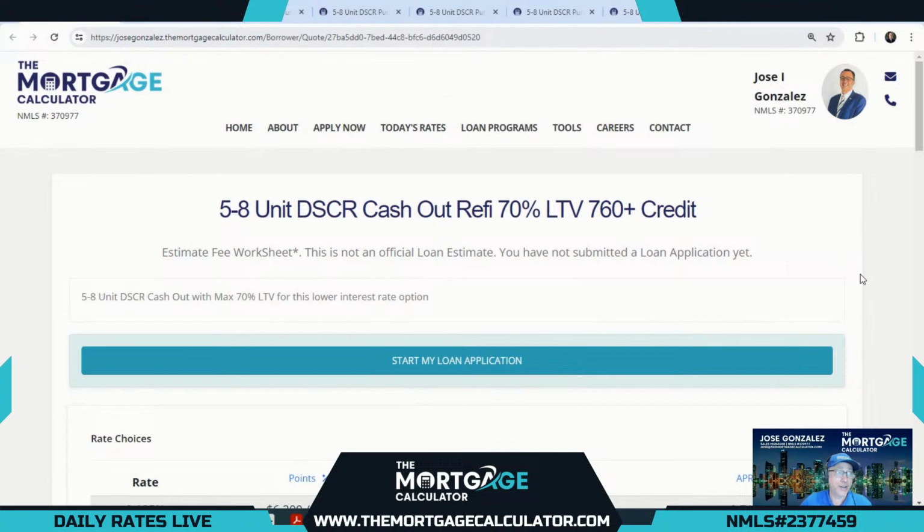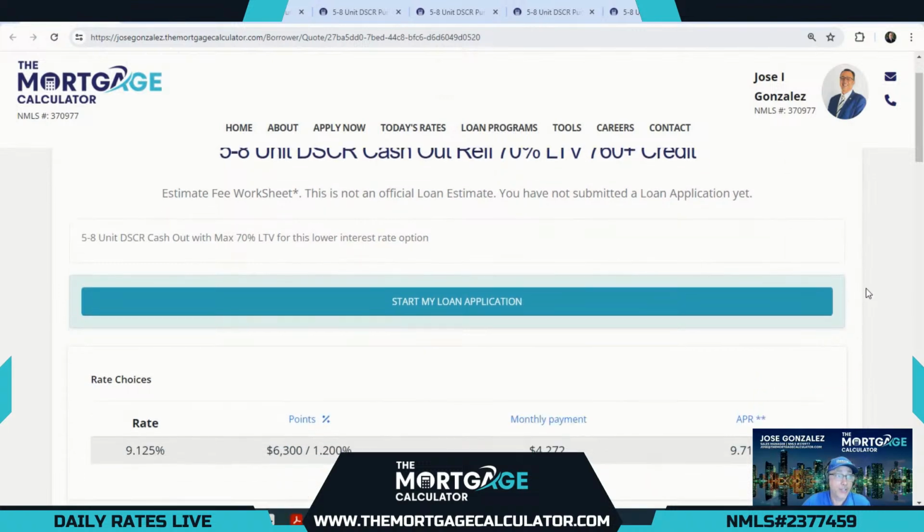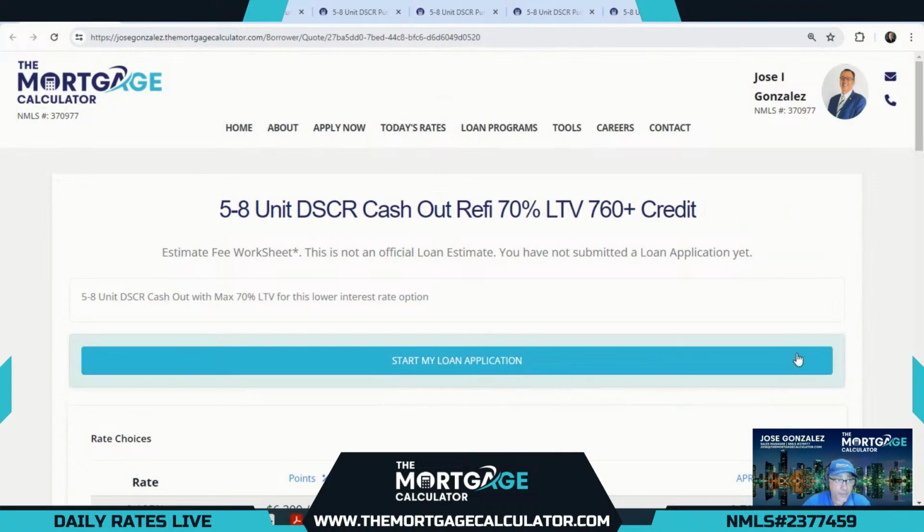And our last option here is our cash out refi option. The maximum LTV for the 5 to 8 unit is 70%, regardless of the credit score. So I'm showing you here the best case option for low interest rate option. We're looking at 9.125 with a cost of 1.2. So you see the big difference. We go from 11.65 to 9.125, 70% LTV for this low interest rate option, 5 to 8 units.